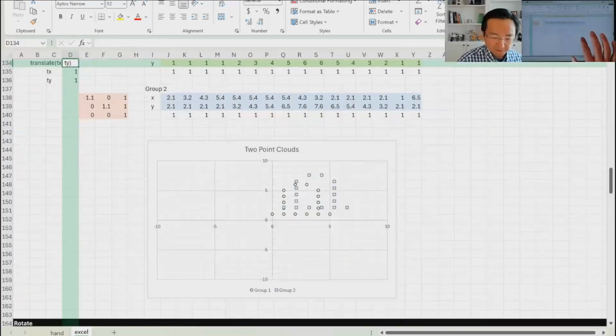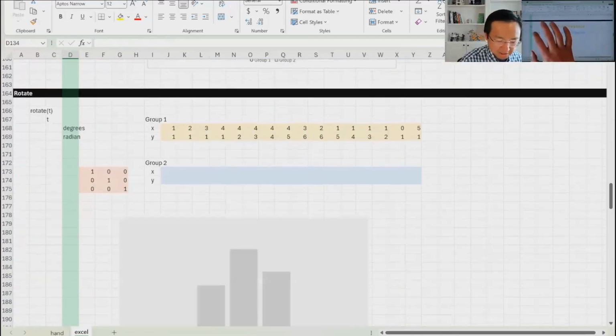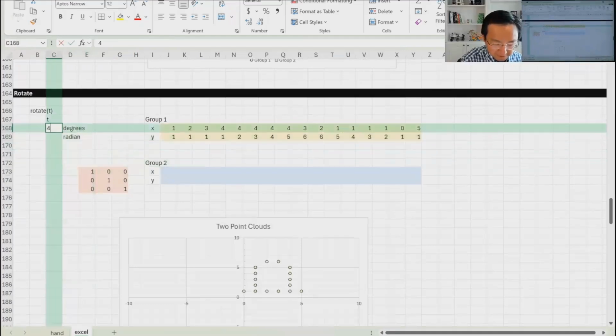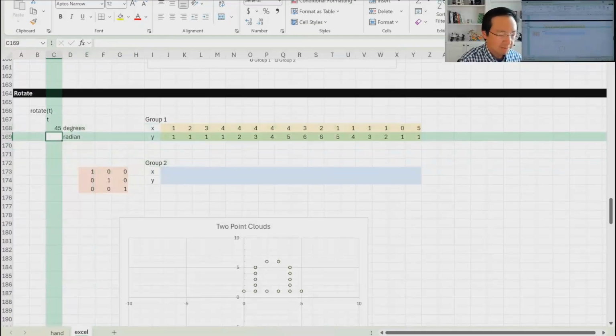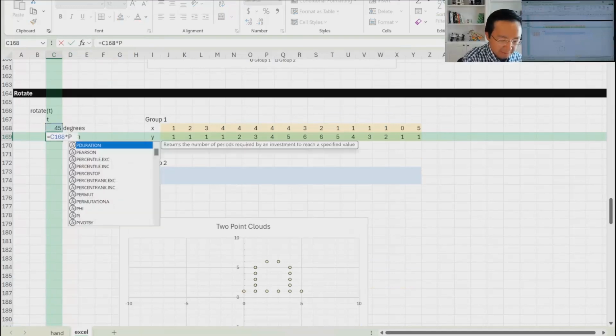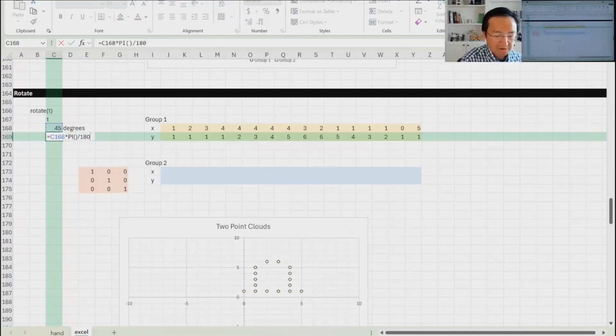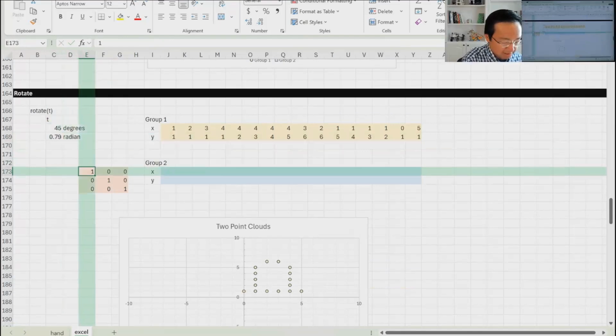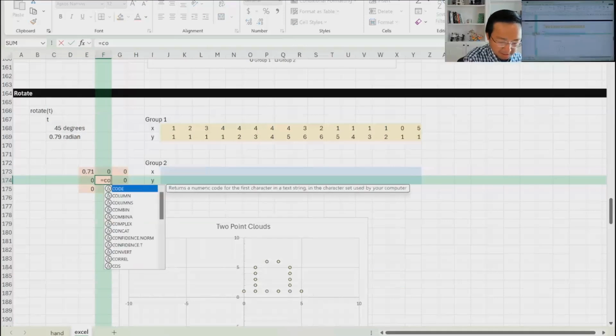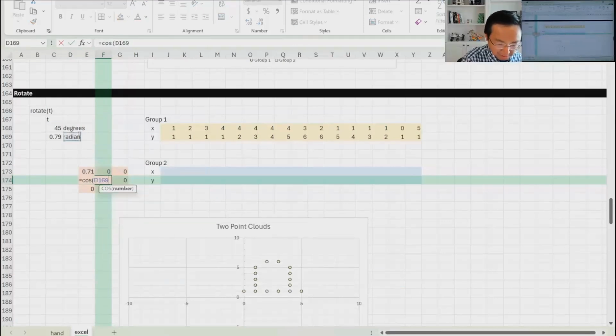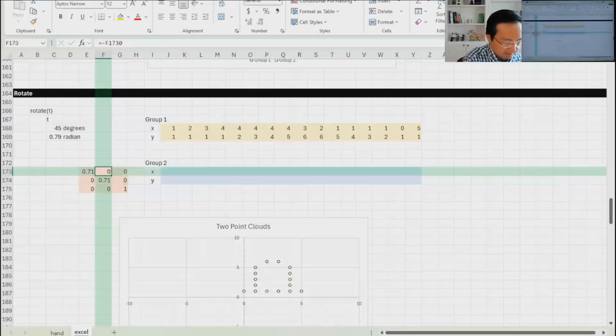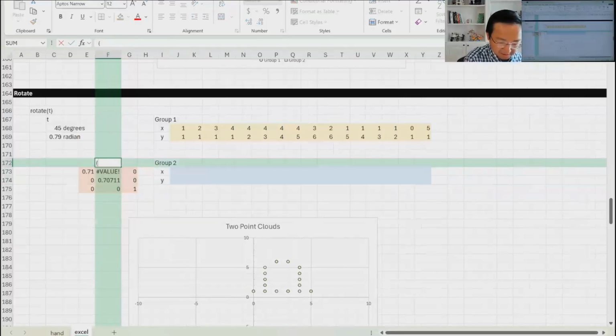Okay, now let's create a rotation. Say we want 45 degrees, but the built-in formula in Excel takes radians, so to convert to radians, I multiply 45 by pi over 180. This is how we convert degrees to radians. And now we have this one. So remember, in this location we put cosine theta, and in this location cosine theta, and this one is minus sine theta.